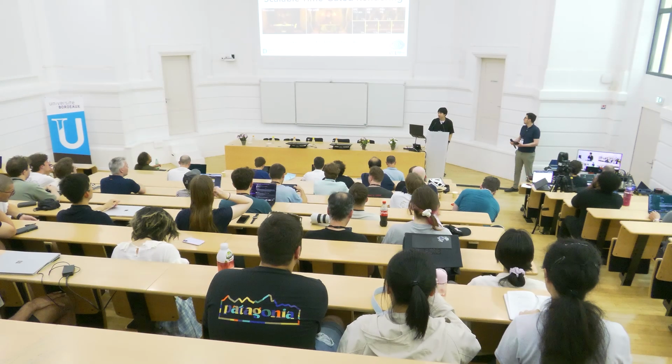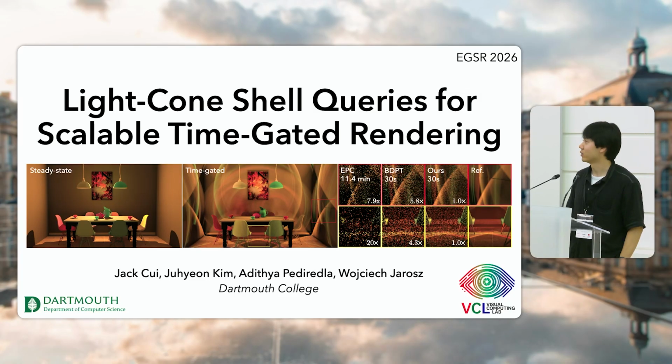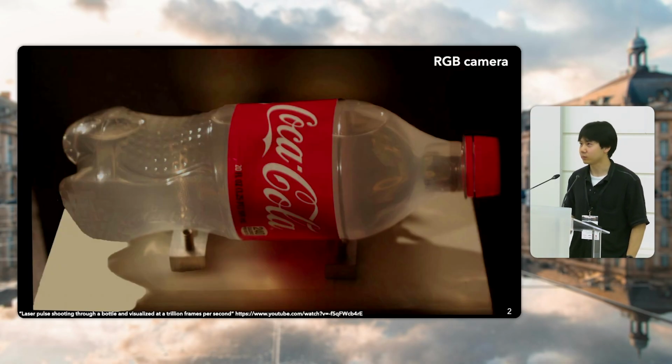So this talk will be about simulating time-gated cameras efficiently. But first, let's start with some background on what a time-gated camera is. So take this photo of a Coke bottle. A normal RGB camera will sum up all the light that lands at each pixel, but it keeps no record of when that light arrived.